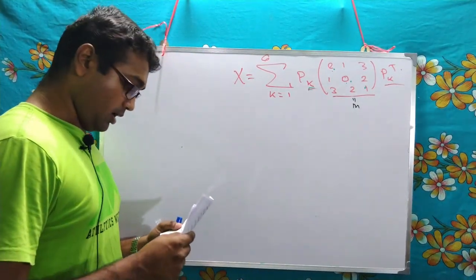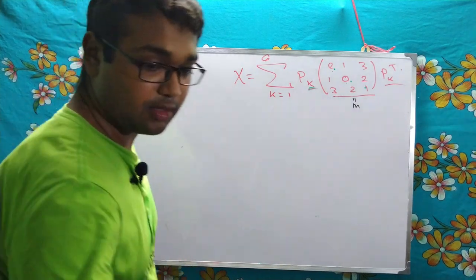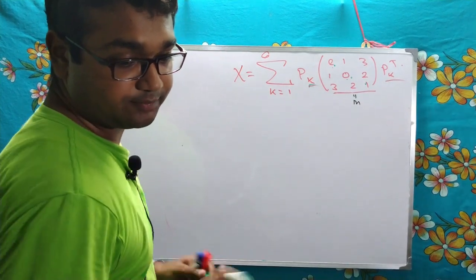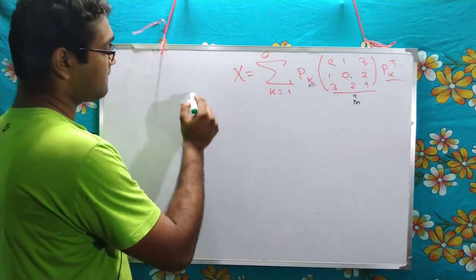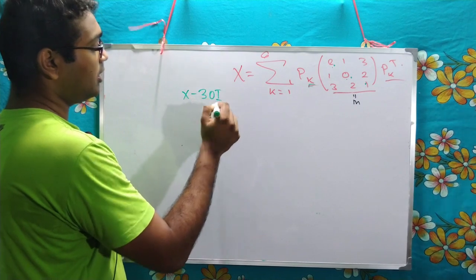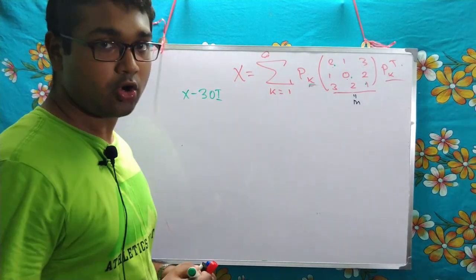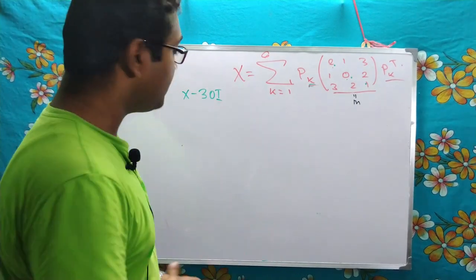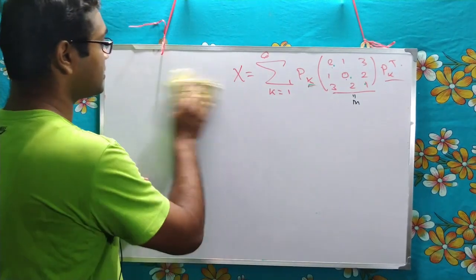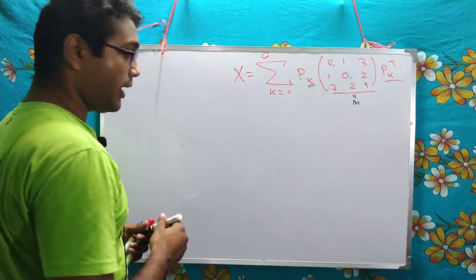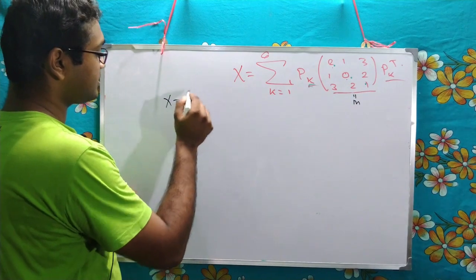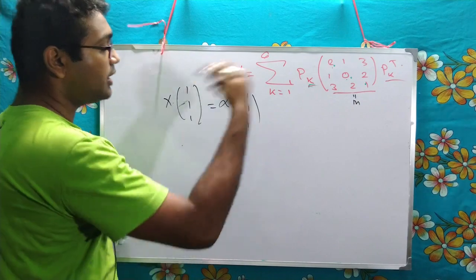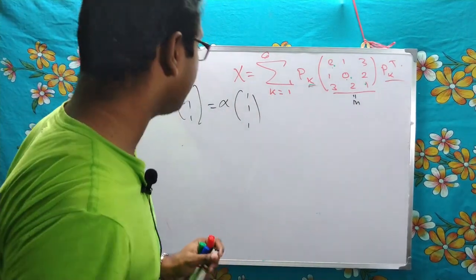Now, let's look at the last one. The last one is quite tricky, I have to work with it. They are saying that X minus 30I, whether it is an invertible matrix or not. But before going to that, let me come to the first option. I left the first option because the second one was quite easier to prove. The first option is saying that X times this matrix is equal to alpha times this matrix. Then alpha will be 30. That is what we have to prove.